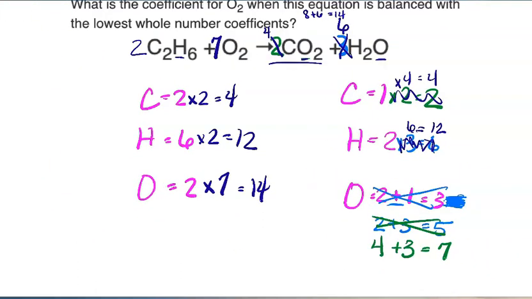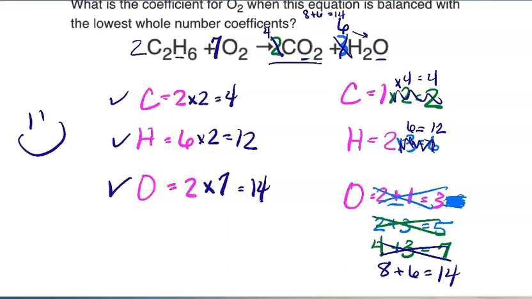So let's go back and fix that. 4 times 2 is 8. I wrote it up at the top. And then plus 6 times 1 is 6. That gives me 14. Okay? So my carbon's good, my hydrogen's good, my oxygen's good. I am happy. And that is it.